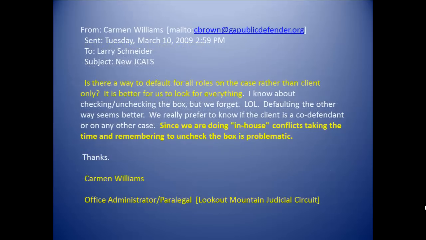Let me depart from the timeline for a moment. Larry was the conflicts director at GPDSC. Many CPD offices were now handling conflicts in-house. It became evident to the folks over in the Lookout Mountain Judicial Circuit that if they're going to handle conflicts in-house, they will need to be able to identify who is who. So Carmen Williams asked Larry if there were a way to modify the search function of the database to make it easier to identify those relationships.